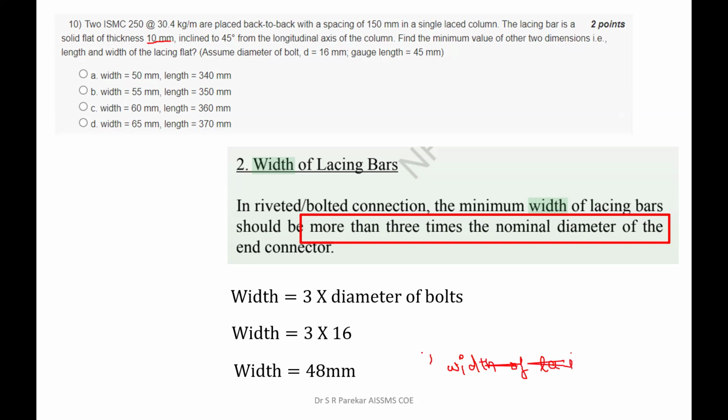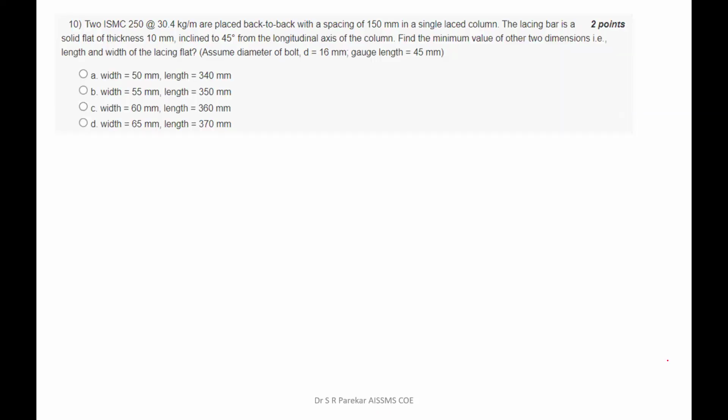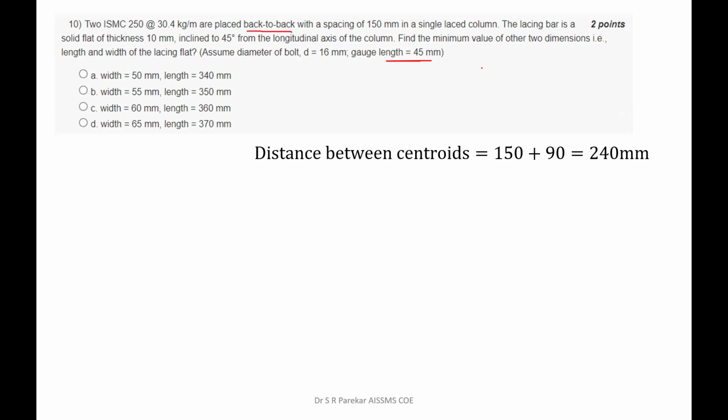Width of lacing equal to 50 millimeters. Then we have next the length of lacing. We know the length of lacing is the distance between centroids upon cos 45, or we can write it as into cosec 45. The gauge length is given as 45 mm, and the channels are placed back to back. So the distance between centroids is the spacing plus gauge length on both sides: 150 plus 45 plus 45, so it will be 240 mm.